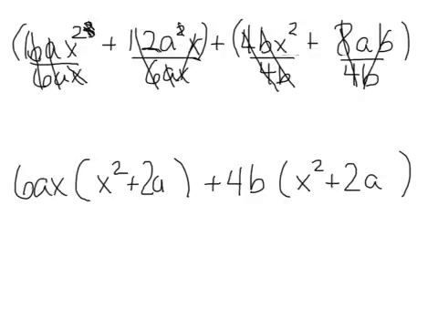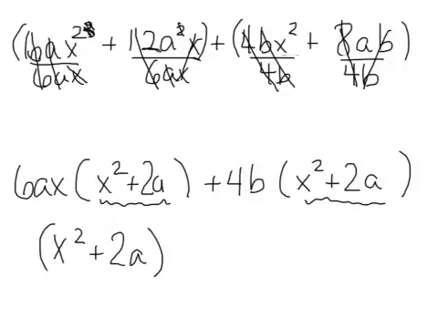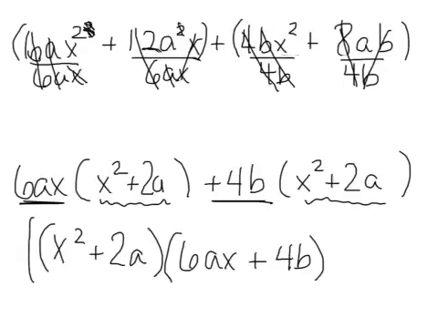Now this is a very important thing to note. This set of parentheses and this set of parentheses must be identical, exactly the same. If they're not, you probably need to go back and look at how you factored out a greatest common factor. Because they are identical, we can pull that out and say one of our factors is x squared times 2a, and our second factor comes from these greatest common factors, right here and right here. We'll combine them as 6ax plus 4b. And so here's our final answer.